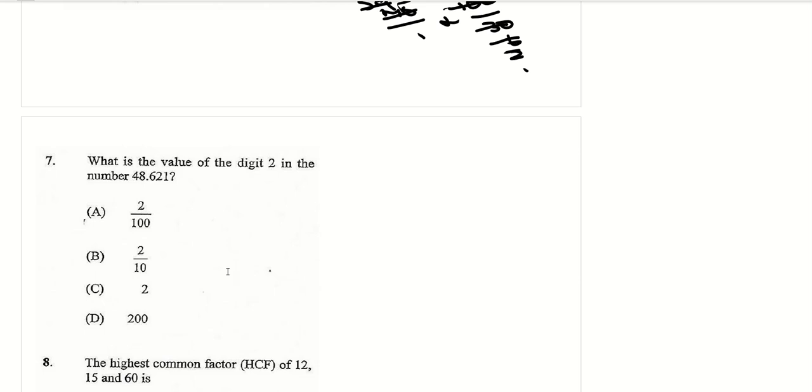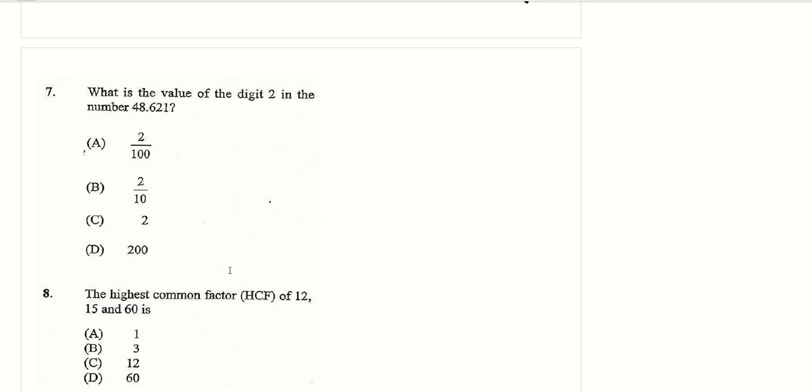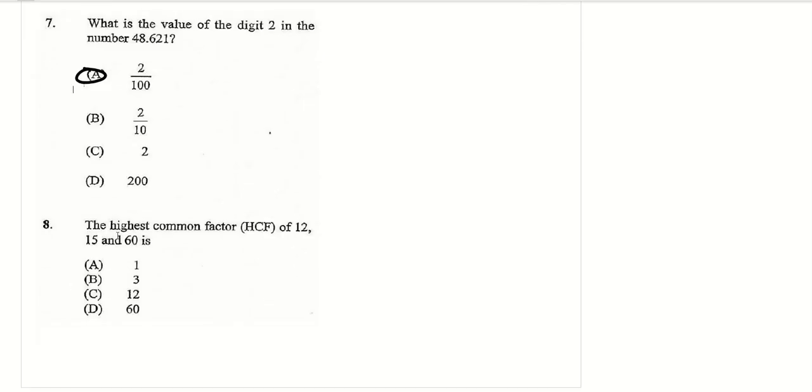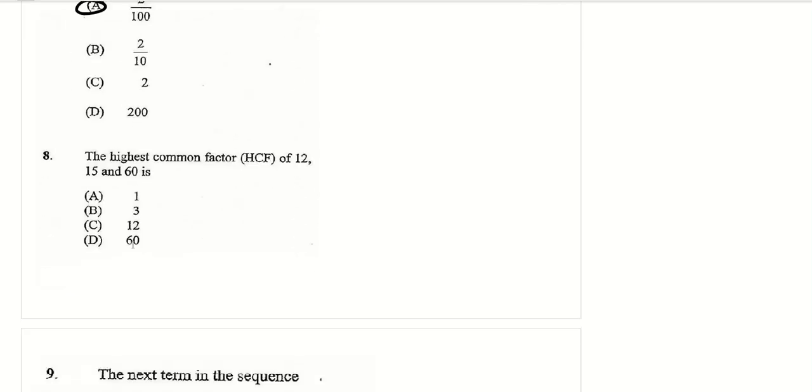Right, this one is a repeated question. What is the value of 2 in that digit? 2 is 200, so it's A. What is the highest common factor of 12, 15 and 60? Meaning, what number could go into all three of these numbers? 60? No. 12? No. Why? Because 12 cannot go into 15 and 60 cannot go into 15. 3? Yes, so the answer would be B.